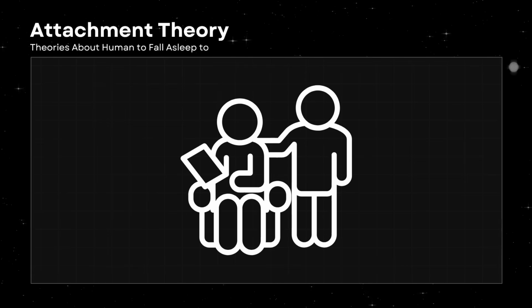Other children showed insecure attachment. One type is avoidant attachment. These children didn't seem to care much when the caregiver left or returned. They often acted independent, but not because they felt safe. Instead, they had learned that showing needs didn't bring a helpful response.